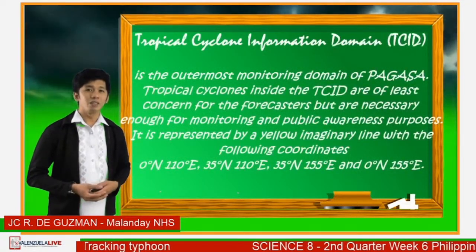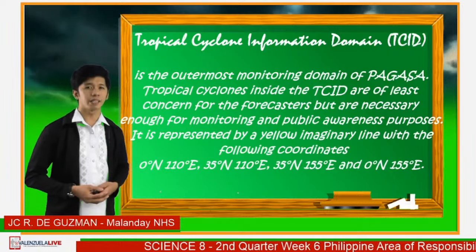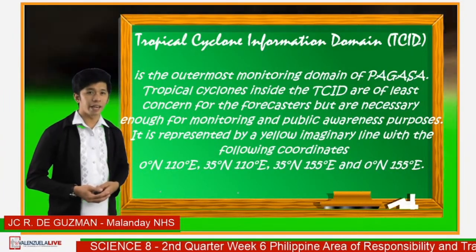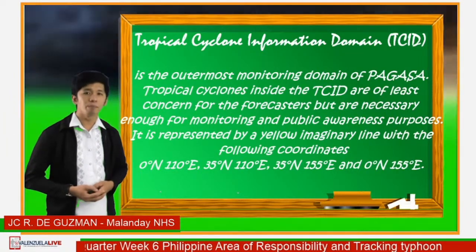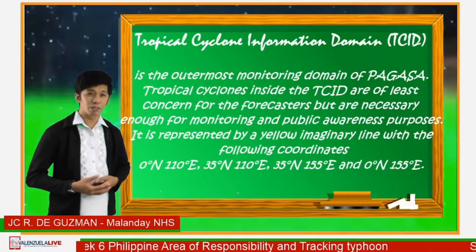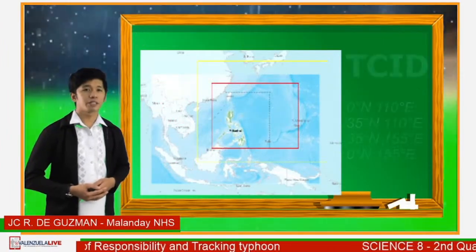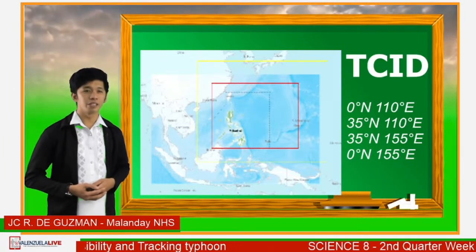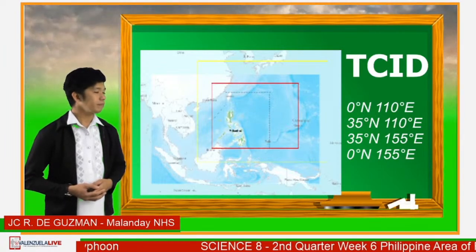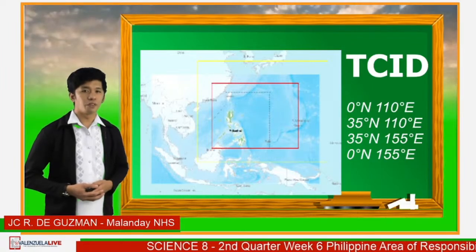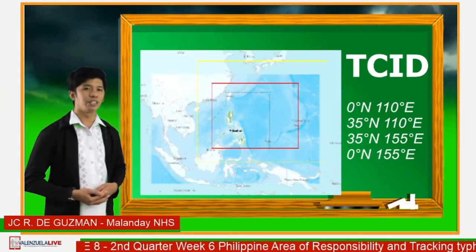The TCID, which stands for Tropical Cyclone Information Domain, is the outermost monitoring domain of PAGASA. Tropical cyclones inside the TCID are of least concern for the forecasters but are necessary enough for monitoring and public awareness purposes. It is represented by a yellow imaginary line with the following coordinates: 0 degrees north, 110 degrees east, 35 degrees north, 110 degrees east, 35 degrees north, 155 degrees east, and 0 degrees north, 155 degrees east.